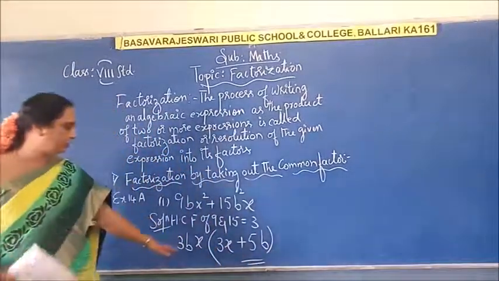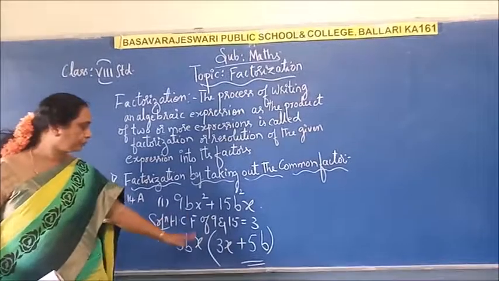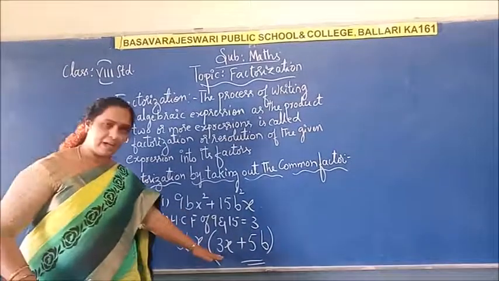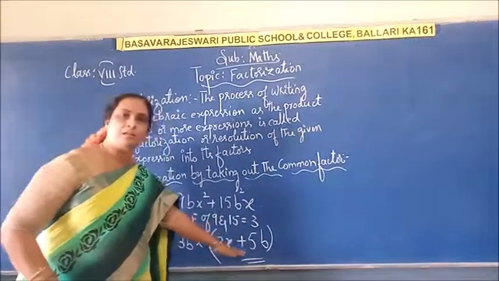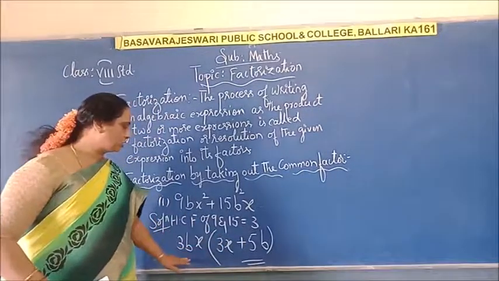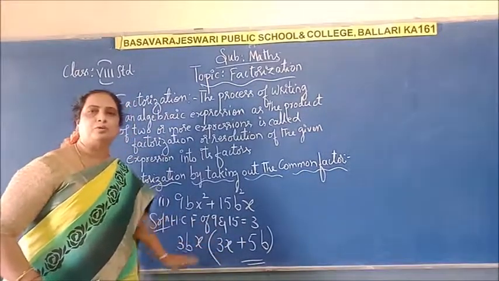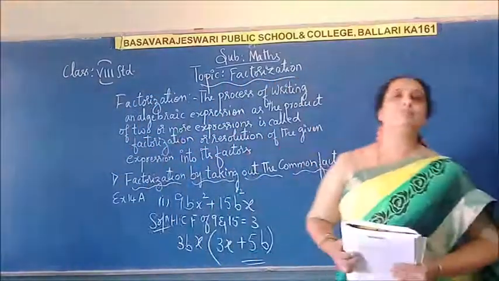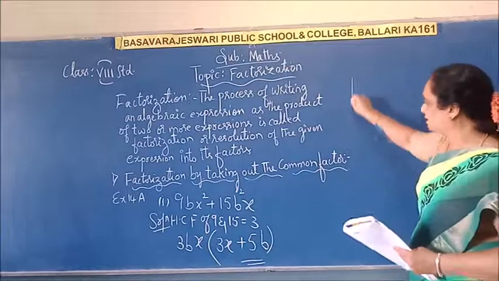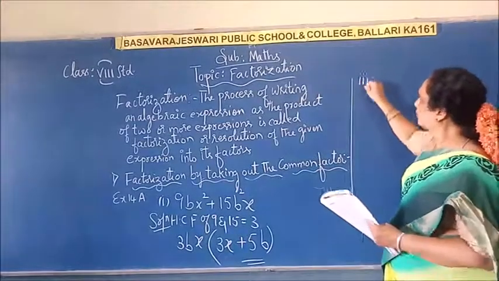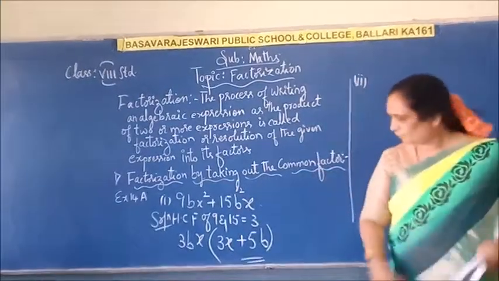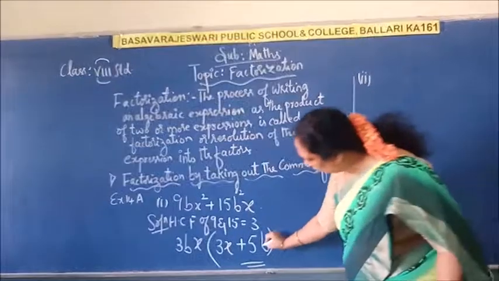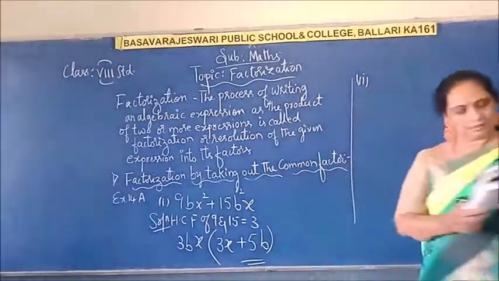So this is how I have factorized. I have taken out 3bx as the common factor, and you will get 3x plus 5b as the other factor. So I have resolved it into a product of 2 or more factors. This is by taking out the common factor. Now let me take one more example. Is this clear to you, children? Yes. Okay.